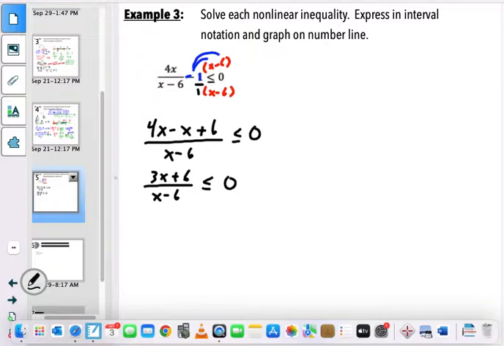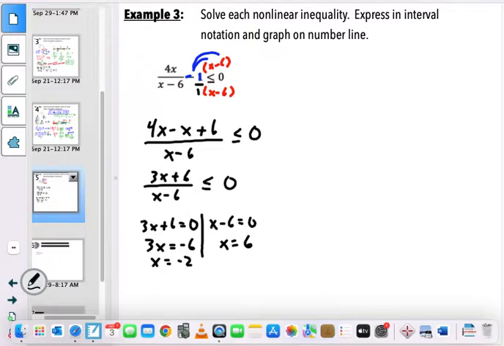All right, so if I wanted to, I could pull the GCF out up there in the numerator. I don't really need to, but I could. I'm going to go ahead now and take each of those terms and set them equal to 0 and solve for x. So I can subtract 6, divide by negative 3, and I end up getting x equals negative 2. Over here, just add 6, and I get x equals 6.